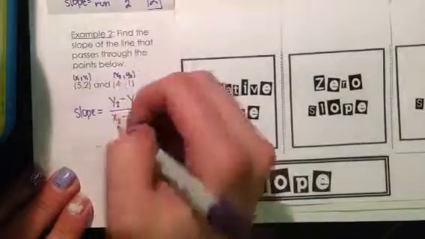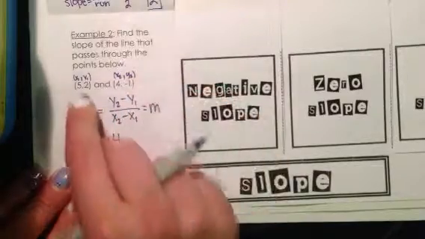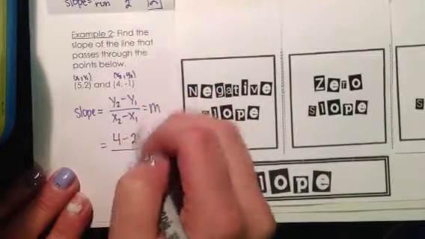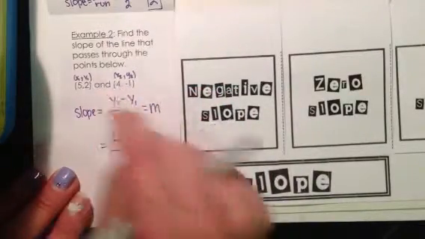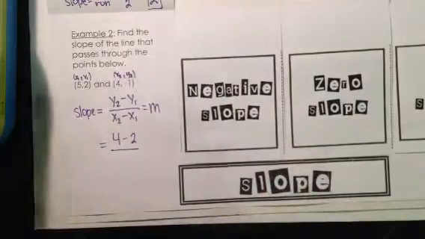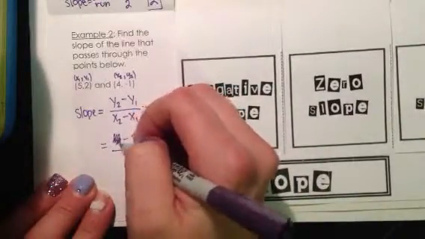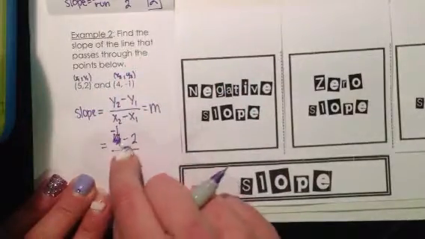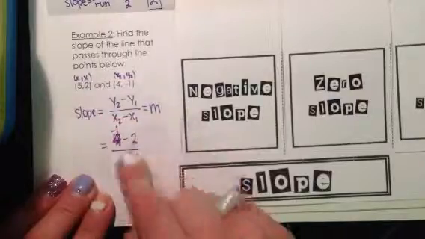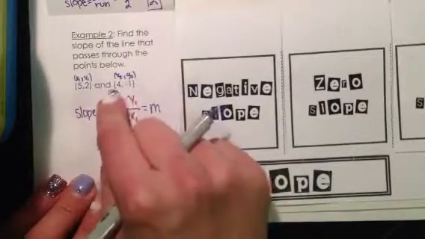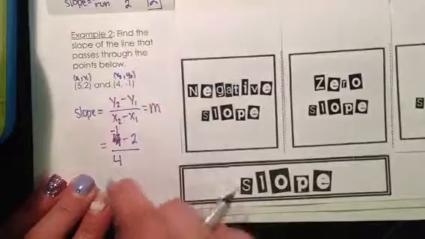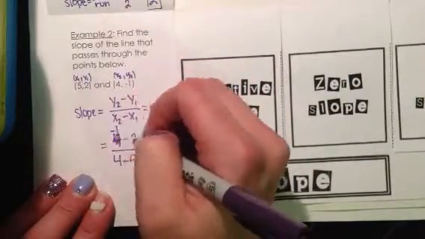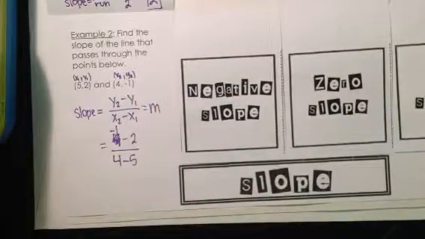Oh, sorry about that, I made a mistake. Our y2 is actually -1. Our y1 is 2. Our x2 is 4, and our x1 is 5. So you should have negative 1 minus 2 over 4 minus 5.